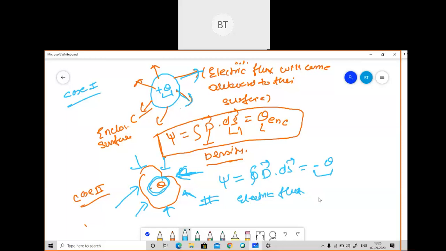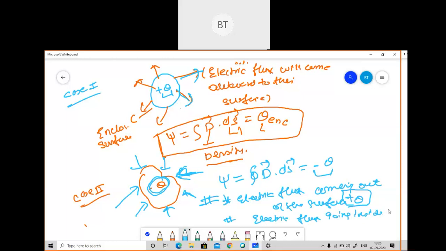So one statement you can make is, if electric flux is coming out of the surface, then positive Q will be there. And the second statement is, if electric flux is going inside the surface, then minus Q will be there. As you can see in the figure, if plus Q is there, then electric flux is going outside the surface. If minus Q is there, then electric flux is coming inside the surface. And these are the two formulas which we need to calculate the electric flux.